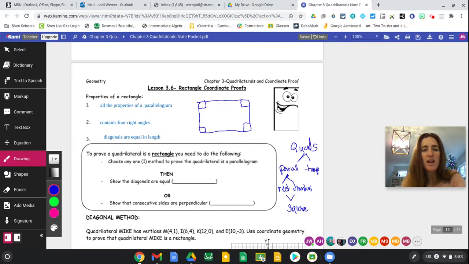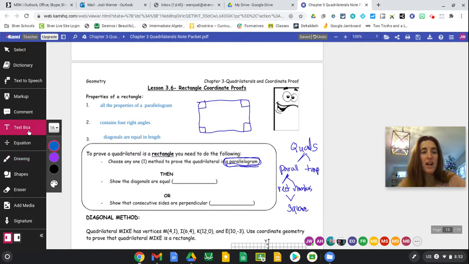So when we're proving something's a rectangle, you first need to prove that it's a parallelogram, and we did those proofs the other day together. You can use any of your methods to make the shape a parallelogram. Then to go that extra step and prove it's a rectangle, you could either show the diagonals are equal in length, using the distance formula. Or you could show that the consecutive sides are perpendicular by using your slope formula, because if the slopes are negative reciprocals, the segments are perpendicular. And perpendicular lines form a right angle.